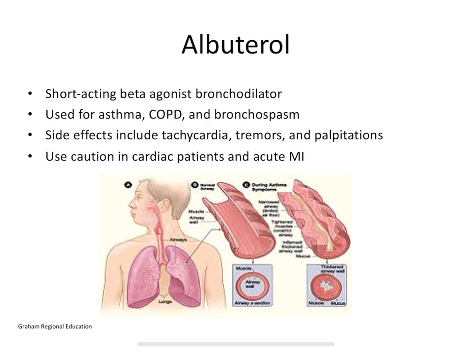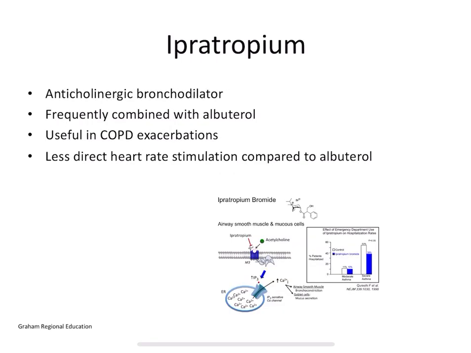Albuterol is a short-acting beta agonist bronchodilator used for bronchospasms and wheezing. Common side effects include tachycardia, tremors, nervousness, palpitations, and increased myocardial oxygen demand. Use cautiously in patients with acute coronary syndromes or arrhythmias. And don't forget, ipratropium is an anticholinergic bronchodilator used alongside albuterol during COPD exacerbations. It causes less direct cardiac stimulation and may be helpful when tachycardia limits our albuterol use.